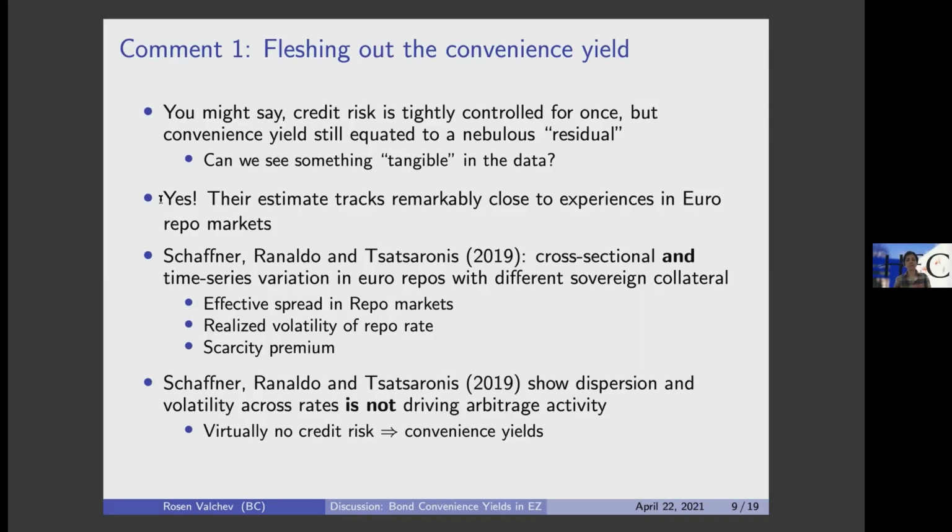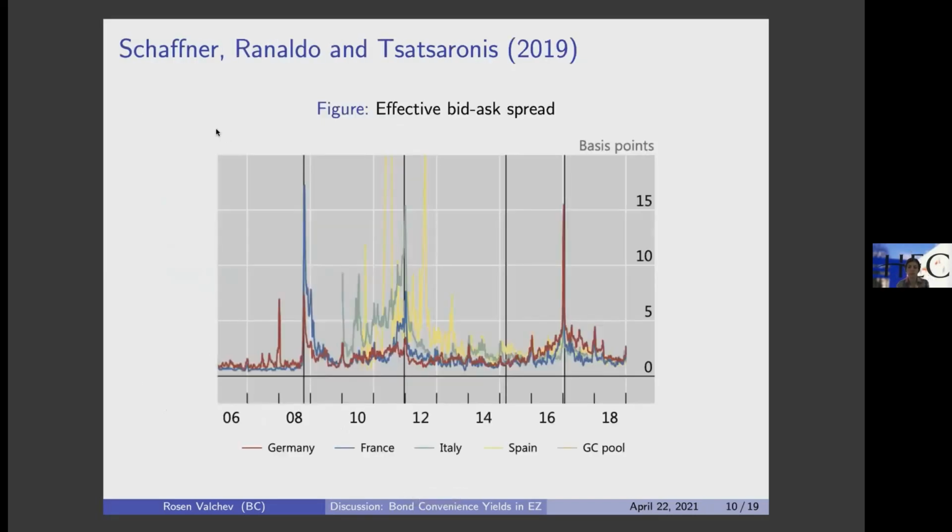Well, I found it very interesting. I found your results, both in the time series and the cross section, remarkably correlated with some experience in the euro repo markets that I recently saw in a paper by Schaffner and now Detzel from the BIS, covering both cross-section and time series variation. They're looking at effective spreads in the repo markets, the realized volatility of the repo market, and scarcity premia. What they're after is to say, look, in the Eurozone, these repo markets essentially allow you to obtain liquidity in exchange for government debt as collateral.